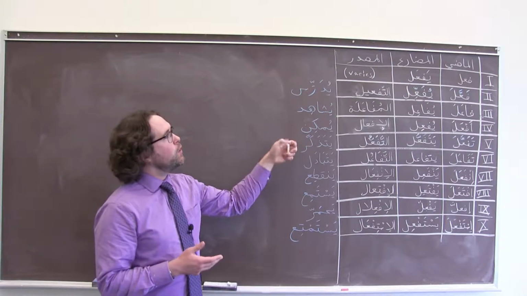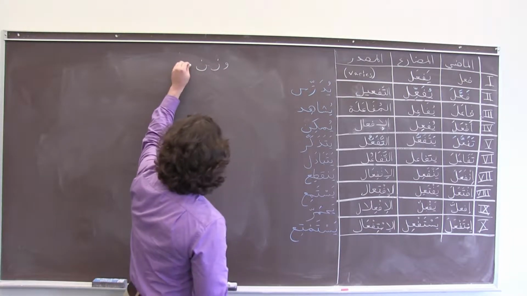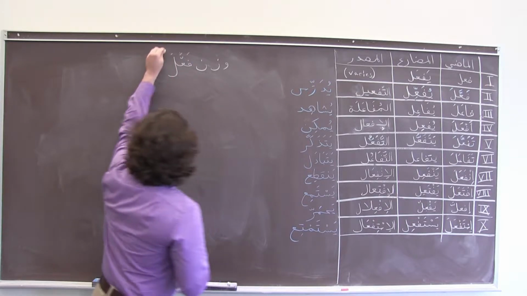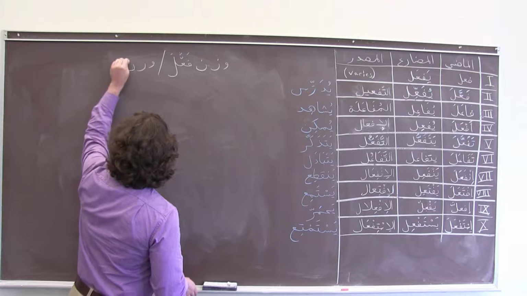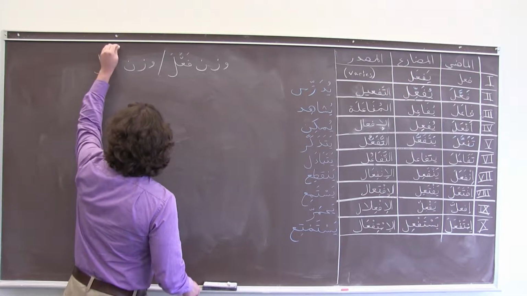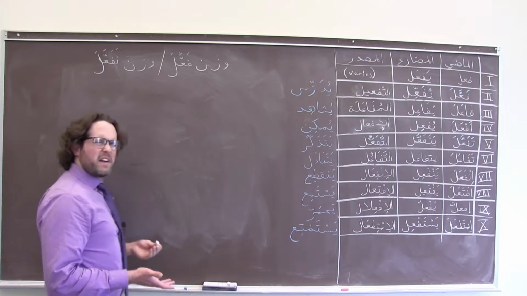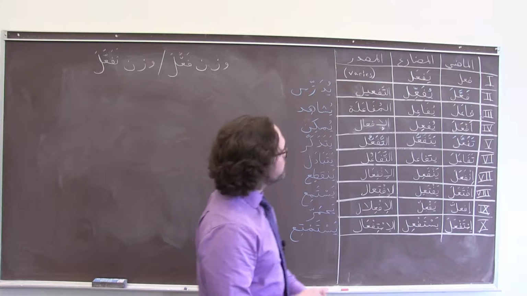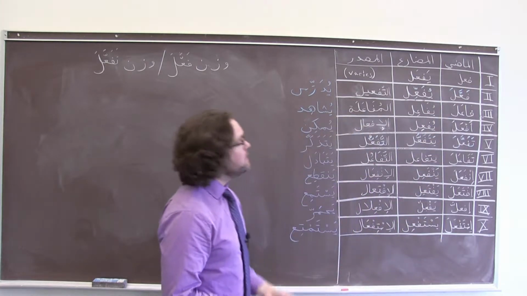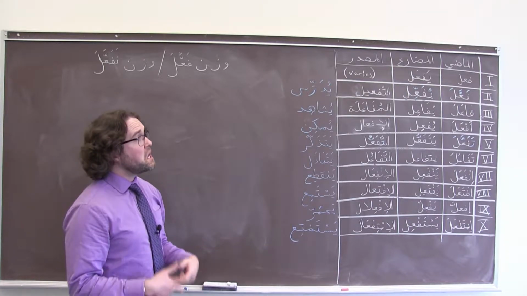Right now we're going to talk about derived verb patterns 2 and 5, what we would call in Arabic wazn fa'ala and wazn tafa'ala. Remember that in Arabic, convention dictates that we refer to these forms by their past tense conjugation for huwa. In English, we often refer to them just as form 2 and form 5.